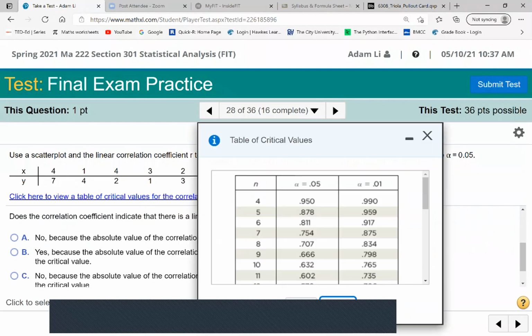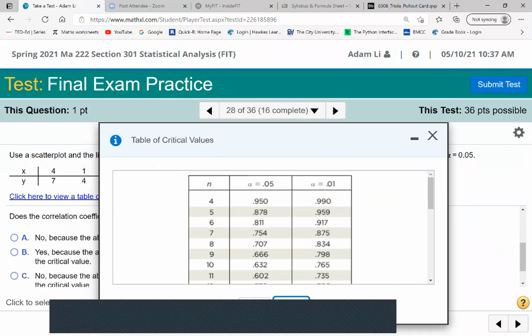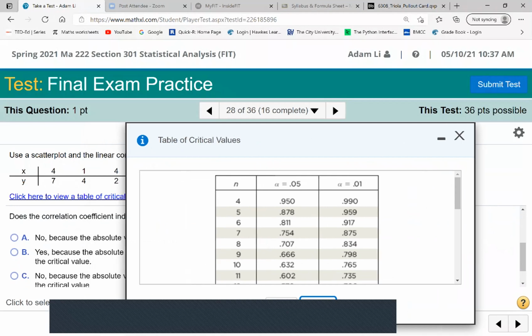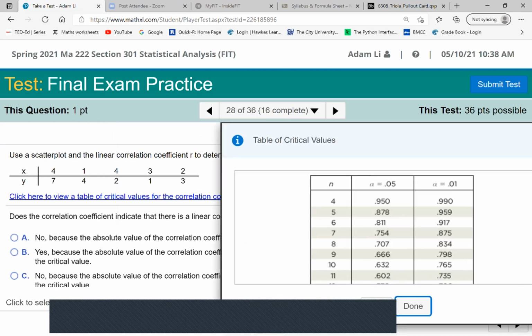So now let's look at it. In this one, the sample size is 5 and alpha equals 0.05, so the critical value is 0.878. This means the correlation coefficient has to be bigger than this in order to validate a linear correlation between the two variables. In this case, there's no linear correlation because our correlation coefficient is much smaller than the critical value of 0.878 for sample size 5, alpha equals 0.05.